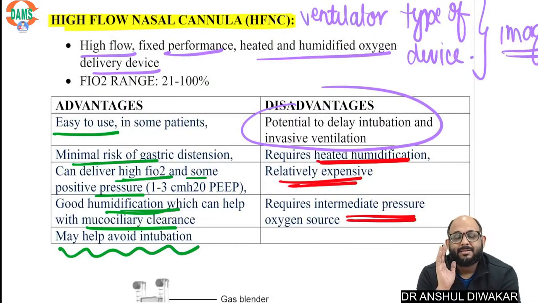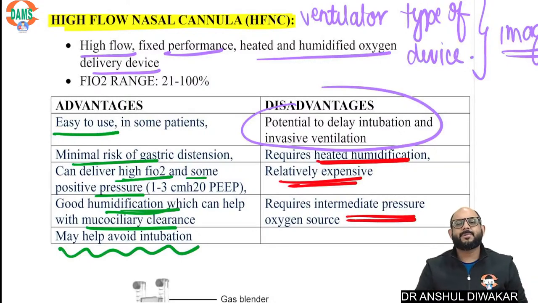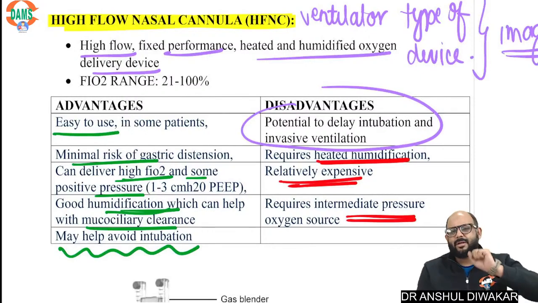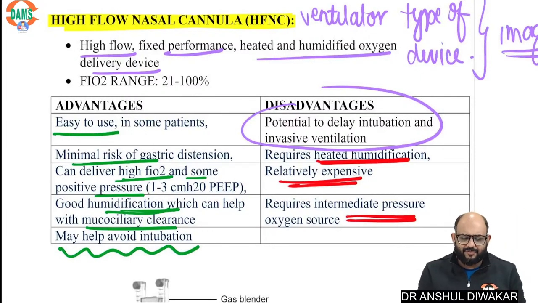HFNC has recently started to be used for adults, but otherwise it has been used in neonates for a very long time, and it is very effective because premature babies have a lot of surfactant problem, right? They have respiratory distress syndrome, RDS, because of prematurity, the surfactant is not there. In those patients, they use a lot of HFNC and the patients have very good outcomes. They use HFNC and then they give surfactant in it.